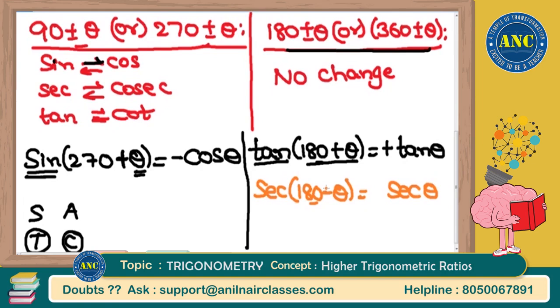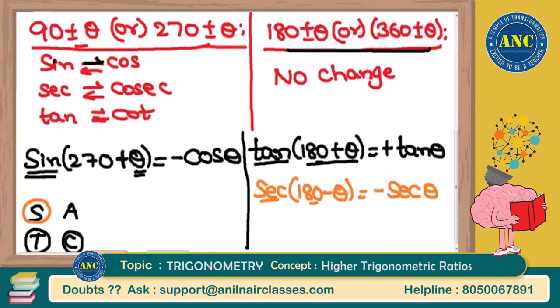180 minus theta means it will come to which quadrant? It will come to the second quadrant. That is the reason I explained in what all quadrants, what all variations will come. Second quadrant, sine and cosecant are positive, but it is secant. It cannot be positive. It should be minus secant theta.